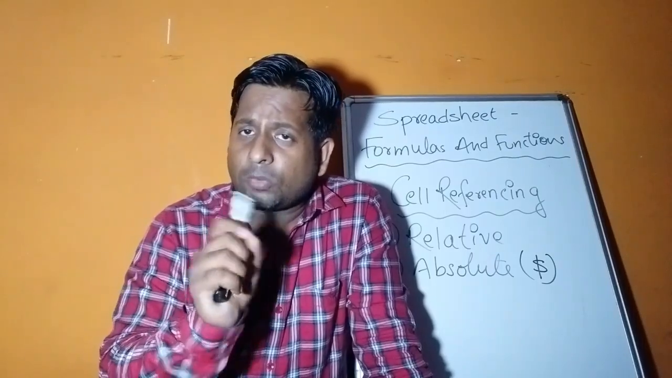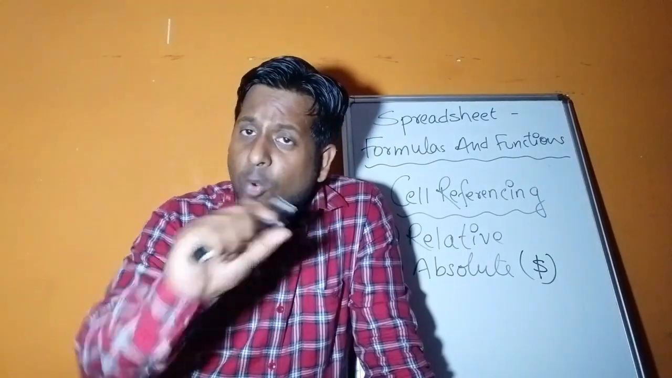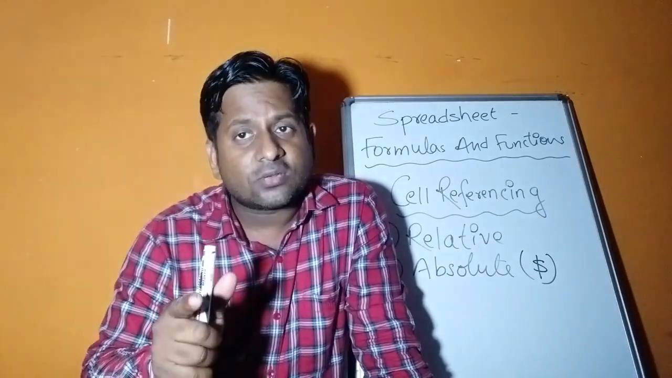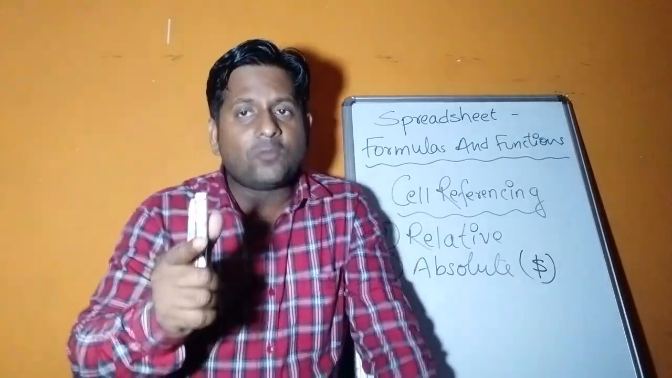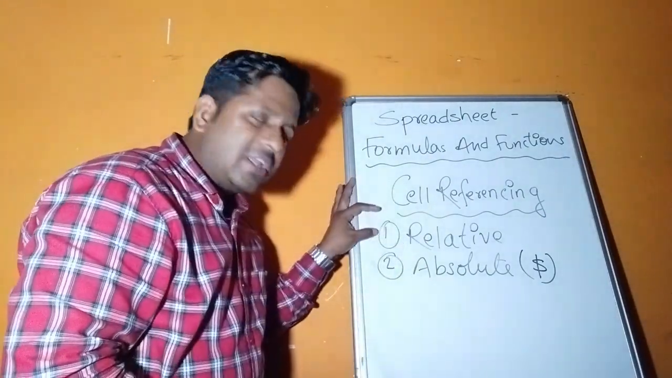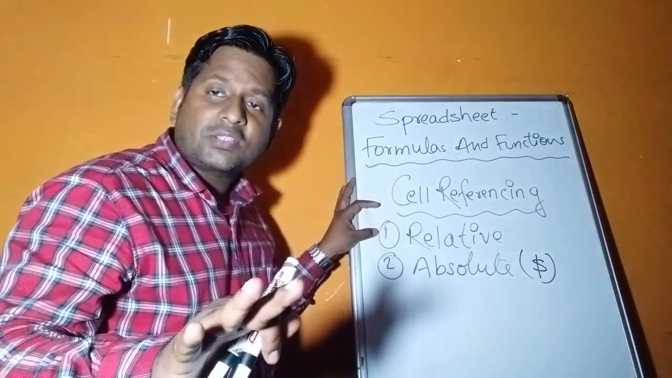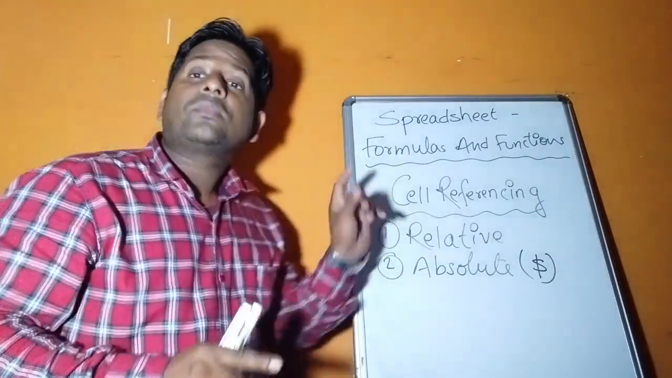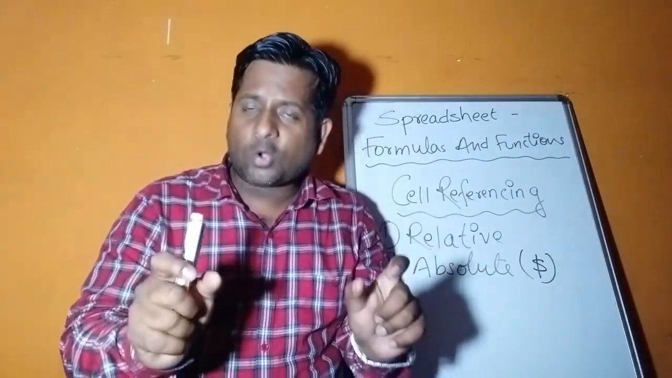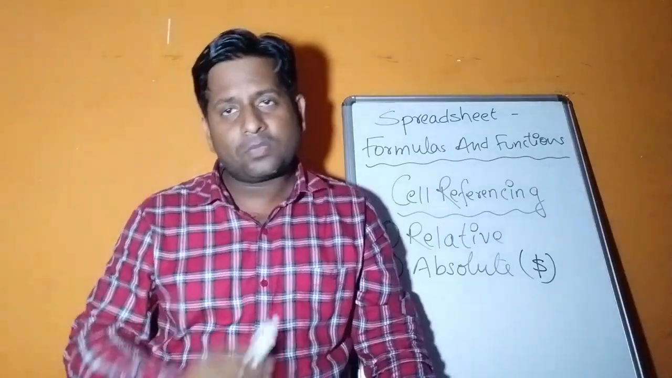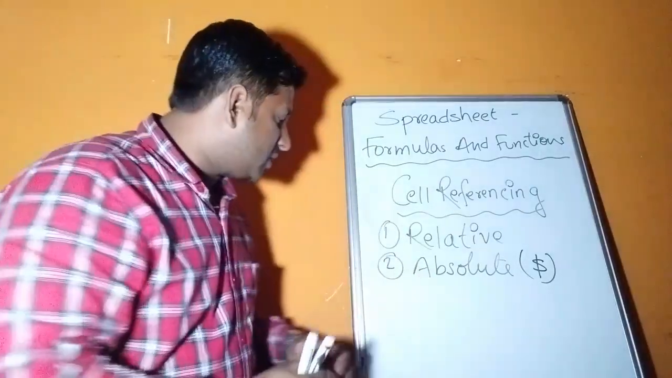What do you mean by this? In which one are both fixed and in which are both not fixed? In relative, both are not fixed. In absolute, both are fixed. Both means the column and the row. The cell name has two parts, that's why I am saying both. Clear? Okay. See the third one.